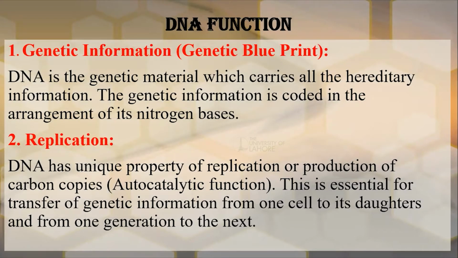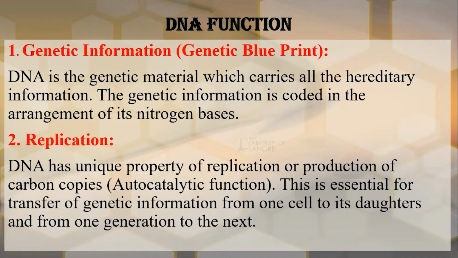We know about genetic blueprinting. Blueprinting means that DNA is the genetic material which carries all the hereditary information. We all know that our hereditary information is what comes from my father's side and what comes from my mother's side. That is basically my inheritance. Some traits are transferred from my mother's side and some from my father's side. Same when I have kids, I will transfer some of my traits to them, from my mother's side and my father's side. So this is basically DNA, or genetic blueprinting.